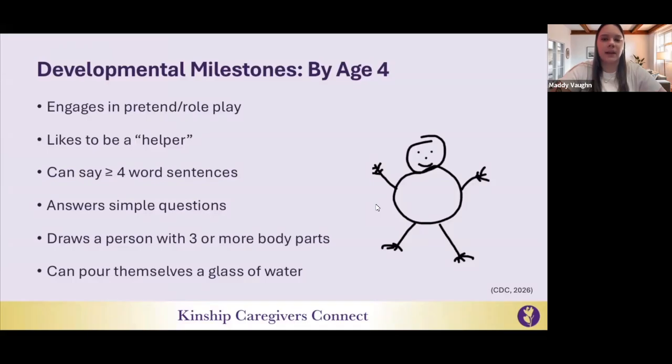As we just discussed, by age 4, children are beginning to take more initiative, and because of this, they often want to be a helper at home. They may engage in role play or pretend activities or ask to help with activities at home like the cooking and the cleaning. By age 4, they start to form sentences of at least 4 words, and they're able to answer simple questions. They are able to draw a person with at least 3 body parts, which might look something like the picture I've included here. It would be helpful to have them more engaged with tasks at home, like pouring themselves a glass of water.